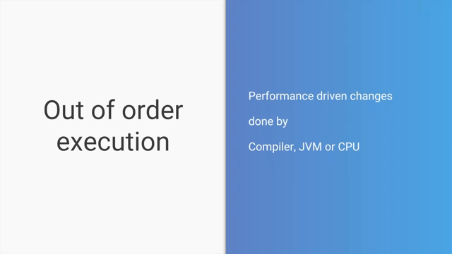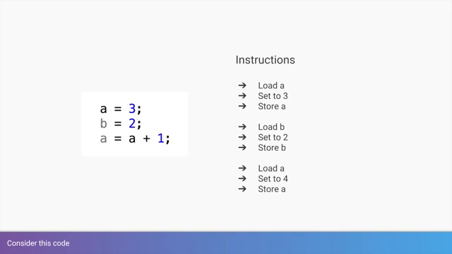But it is completely possible that the compiler or the JVM or the CPU will change the order of your instructions to drive some performance out of it. And this is done in a way that the program semantics remains the same. So the program output will always remain the same even though these changes are made by the compiler or the JVM or the CPU.